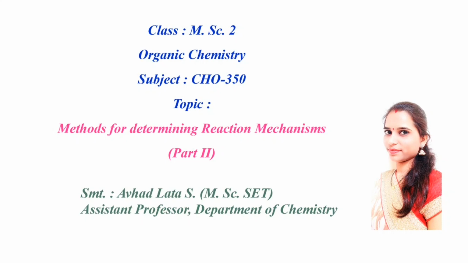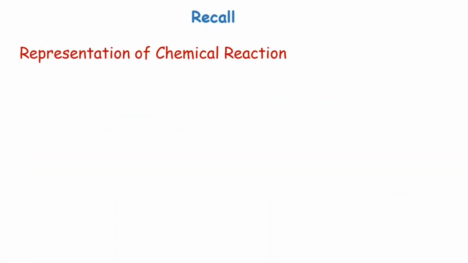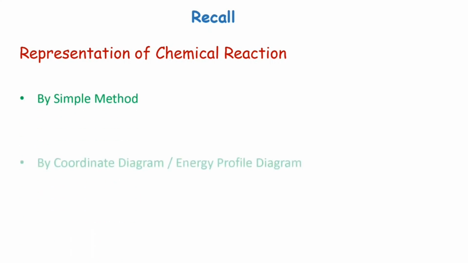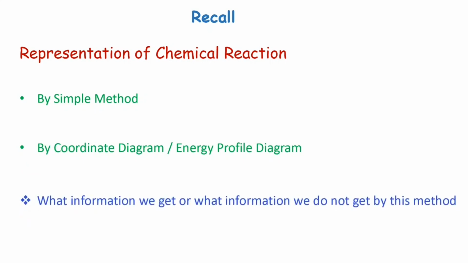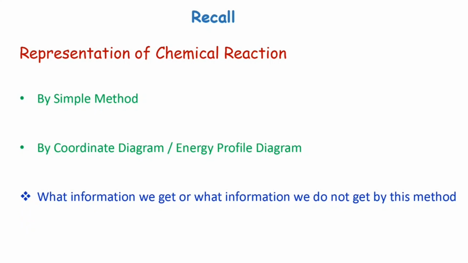In today's lecture, we will discuss the second part of the chapter, methods for determining reaction mechanism. Before we proceed further, let us revise what we learned in the last lecture. We learned about the representation of a chemical reaction by a simple method, that is the reaction method, and by a coordinate diagram, that is the energy profile diagram. From these methods, we learned what information we get and what information we do not get.